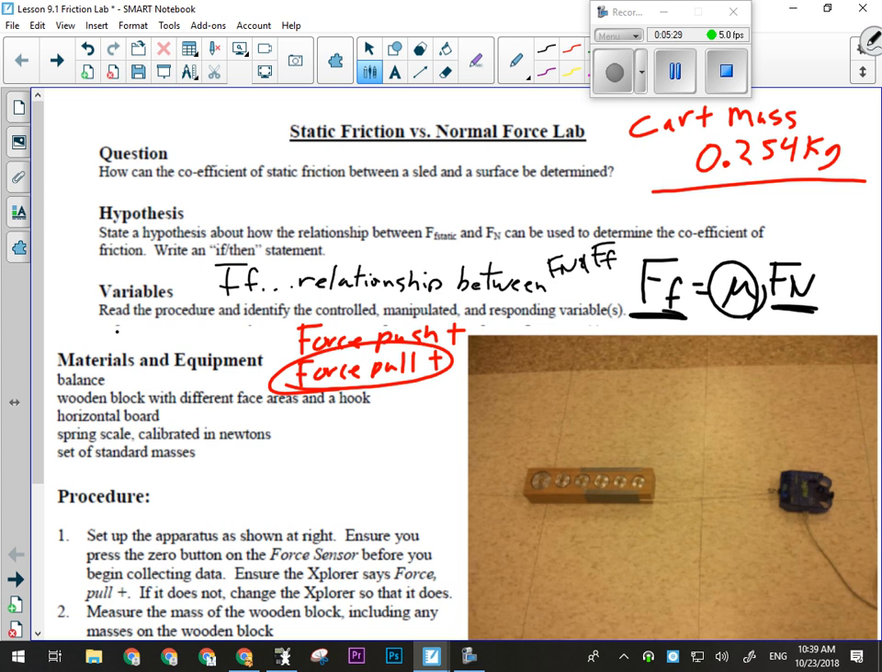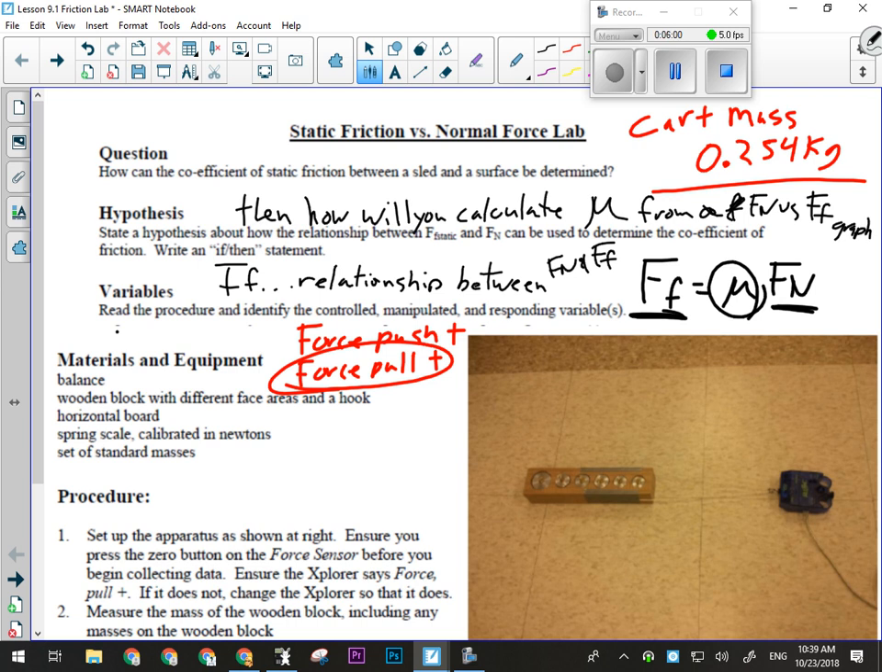Okay, the "and" part, as always, describes the experiment. Okay, the "then" part needs to tell me this: how will you calculate mu from a normal force versus force of friction graph?